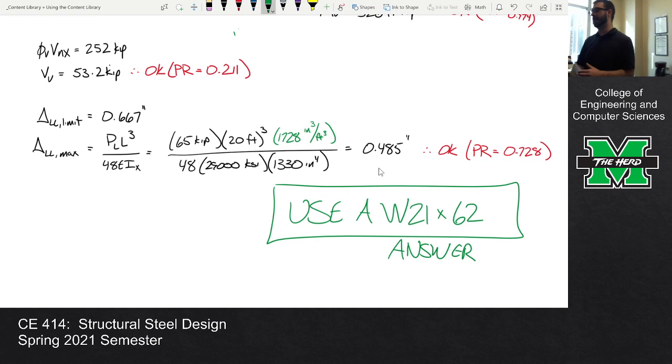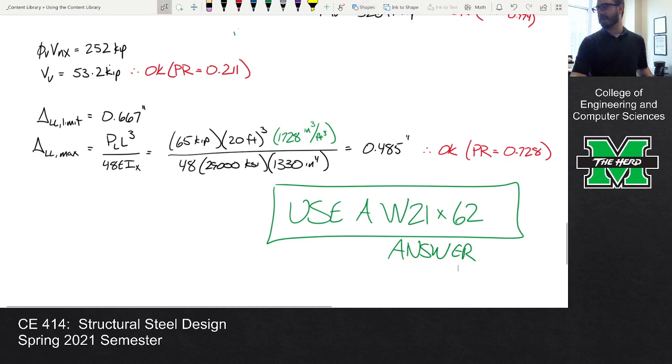Use a W21x62. And that's it. Because we checked moment, checked shear, checked deflection, we arrived at a shape based on successfully iterating through potential options, and there you go. So hopefully that's pretty good, and I'm hoping that throughout the video you were pausing and seeing if you could repeat those calculations, because a lot of it is pretty straightforward.